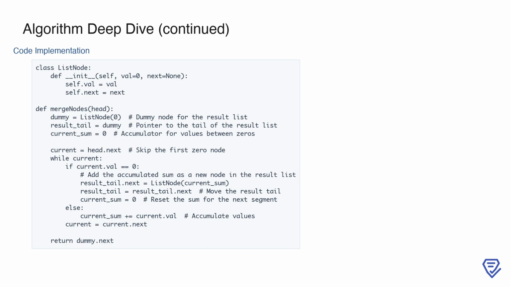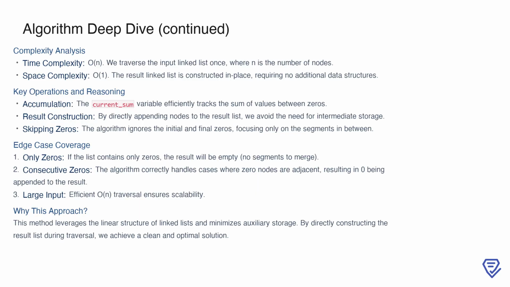This implementation is both concise and efficient, leveraging the structure of the linked list to compute the desired result directly during traversal. When we analyze the complexity of this algorithm, we find that the time complexity is O(n), where n is the number of nodes in the input linked list. This is because we traverse the list exactly once, processing each node in constant time. The space complexity is O(1), as we don't use any additional data structures for intermediate storage. Instead, we construct the result list in place, appending nodes as we go.